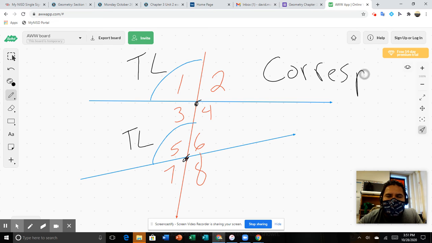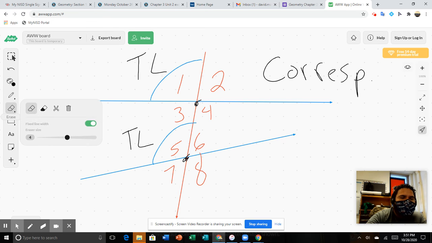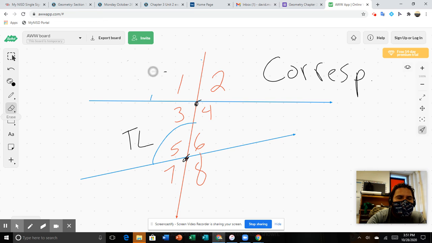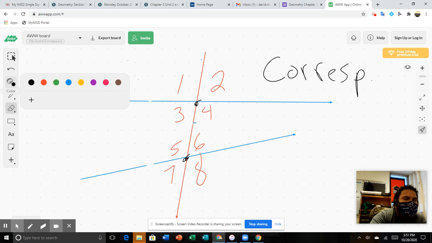I can't spell the rest, I'm going to run out of room, but those are called corresponding angles. Any angles that are on the same side in the same position are corresponding angles. So angles 1 and 5 are corresponding angles. There's a whole bunch of pairs of corresponding angles here, not just angles 1 and 5.